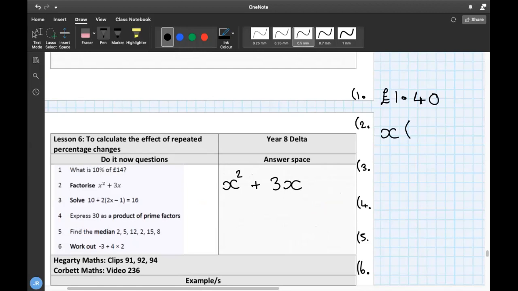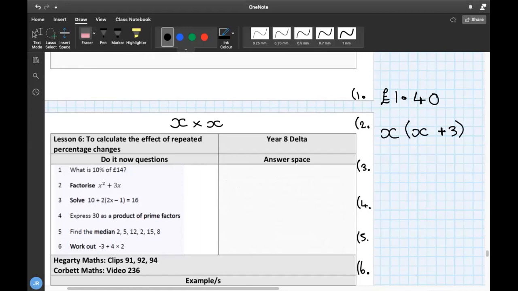x multiplied by what gives me x squared? Well, x squared is the same as x multiplied by x. Therefore, we will need an x inside our bracket as well to get our x squared. Now, x multiplied by what gives me 3x? Well, it's going to have to be positive 3. Yeah, positive 3 multiplied by x, positive 3x.